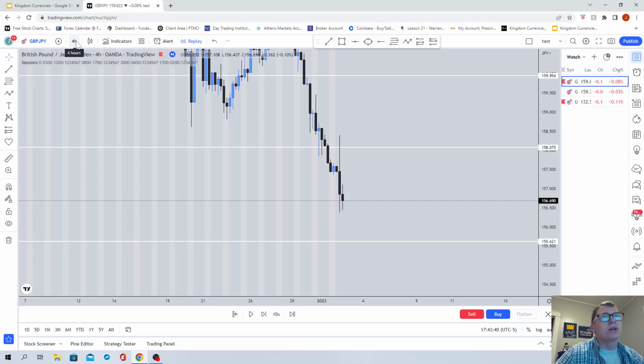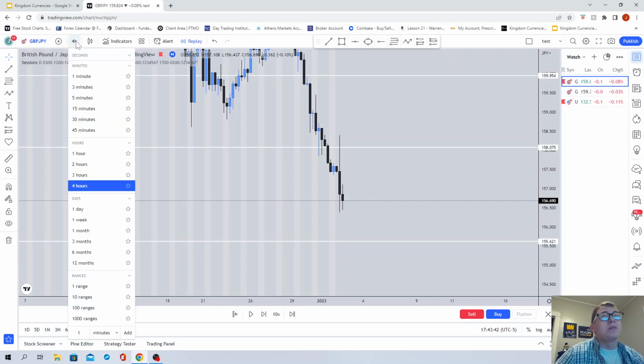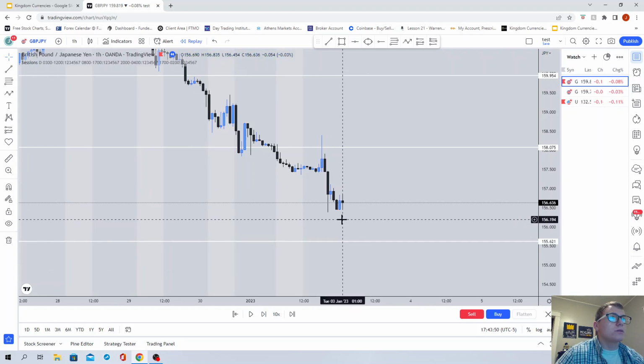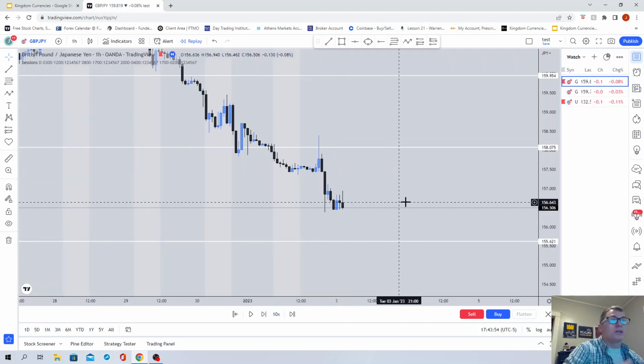I've identified the trend, and I've identified that we have daily bearish momentum. Then I'm going to drop down to the hourly and just skip ahead right before London. Okay, so that's the 1 o'clock. Don't want to go too far. 2 o'clock. Okay, so this is right before London open.